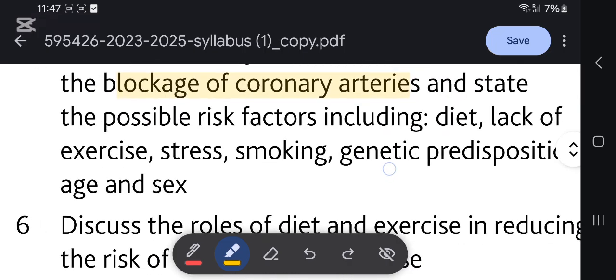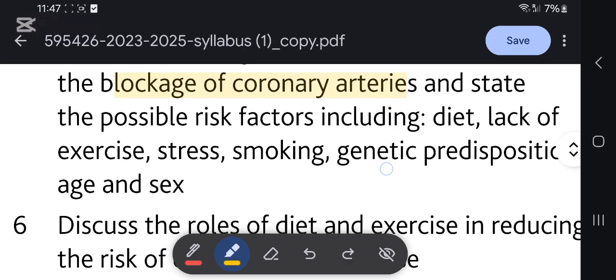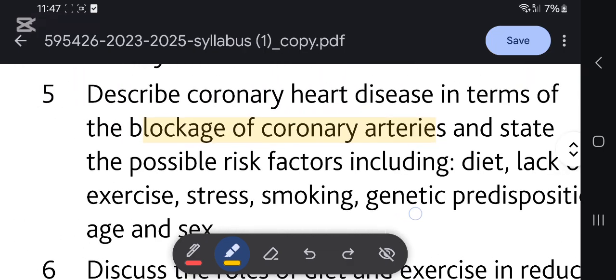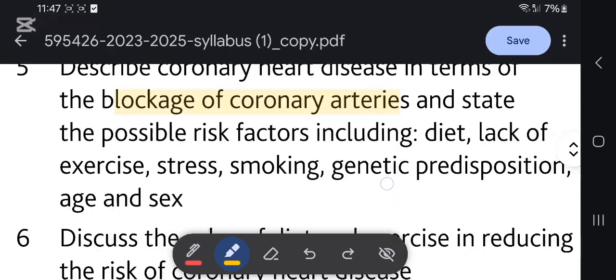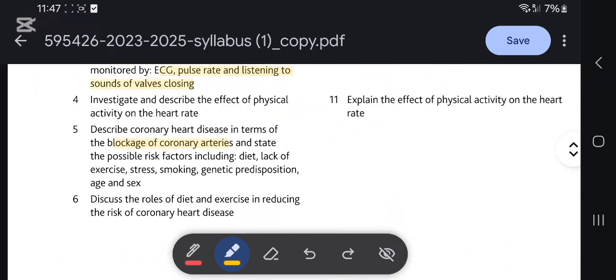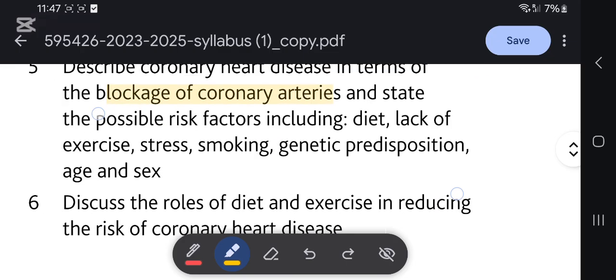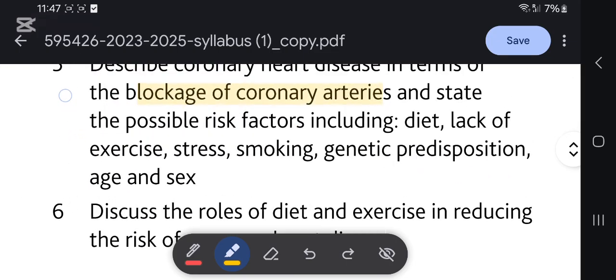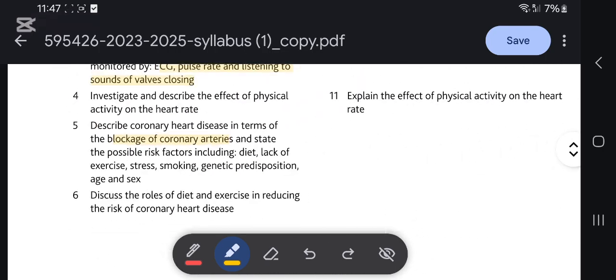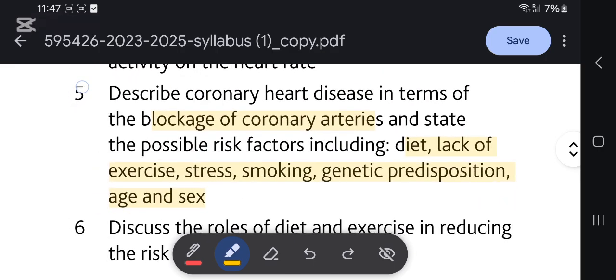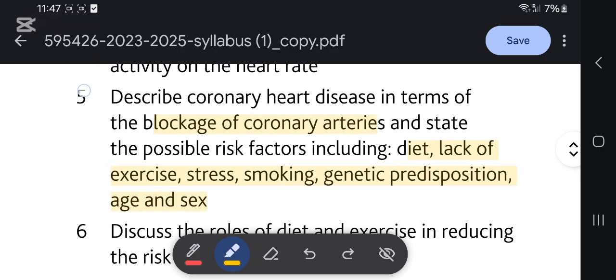Sometimes the coronary artery, which supplies the heart with nutrients and oxygen, becomes blocked with fat deposits. That is very dangerous and it can lead to a heart attack, and even death sometimes. So what are the risk factors associated with this? The risk factors are diet, lack of exercise, stress, smoking, age, and sex. Basically, genetic predisposition.